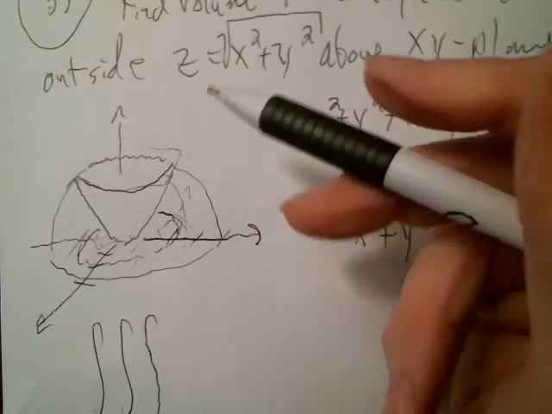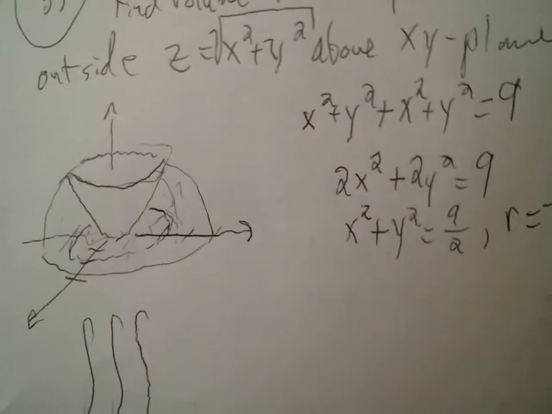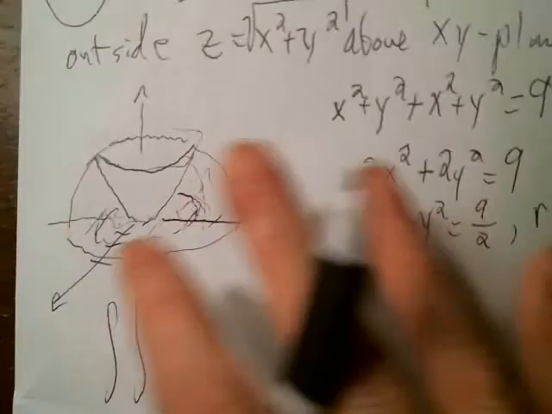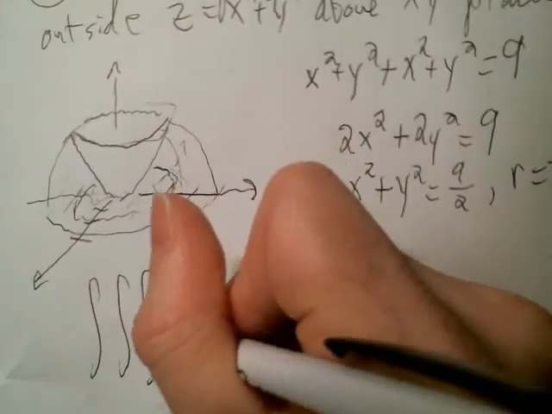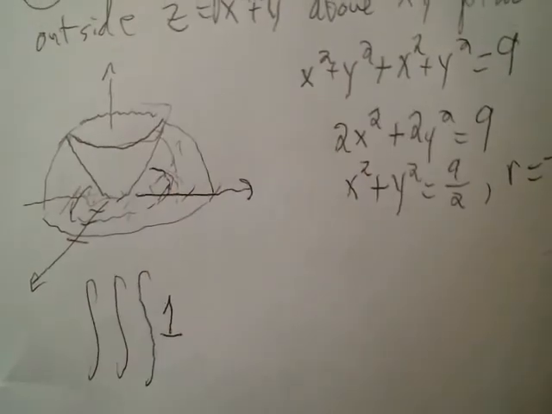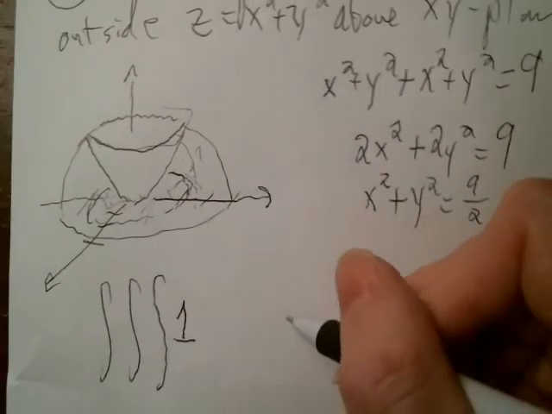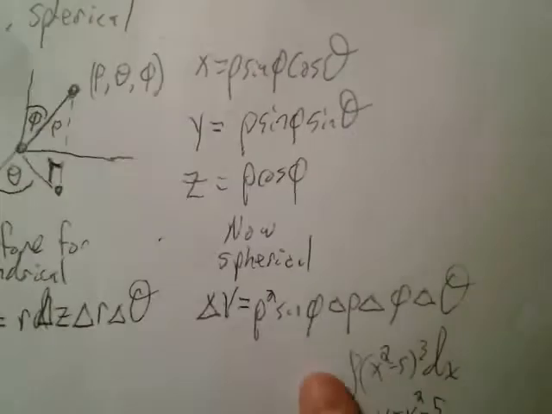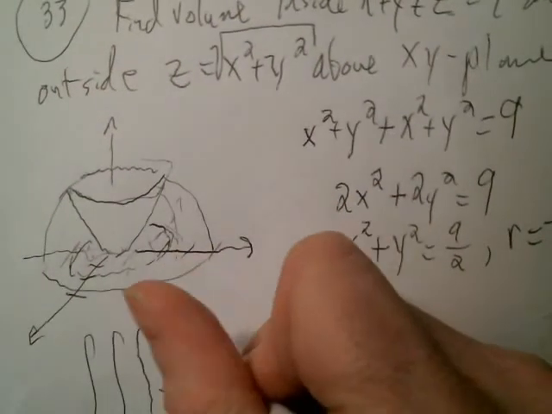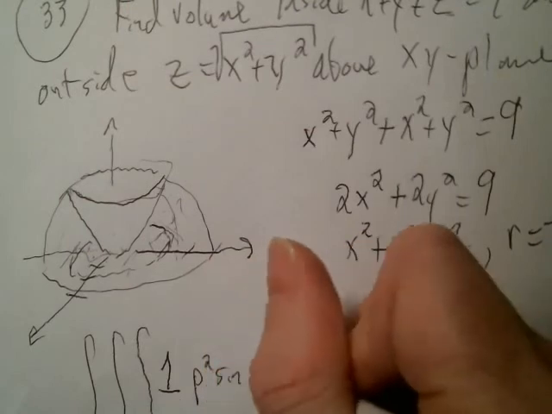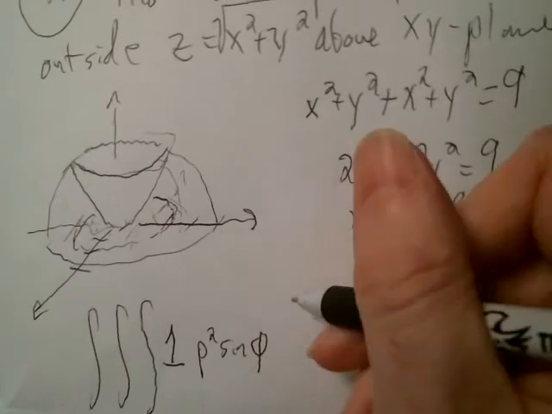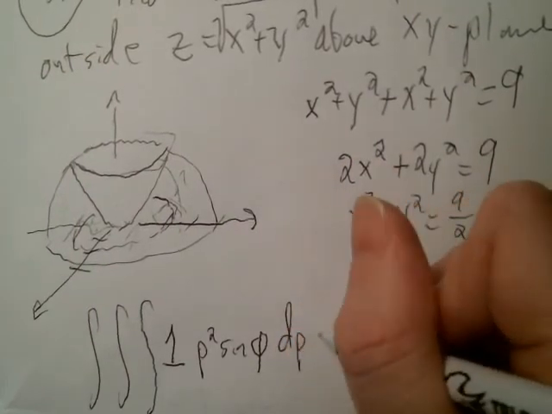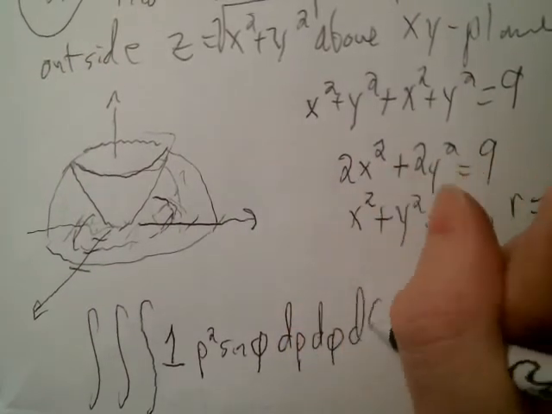Okay, so I'm going to set up my integral. All I need is volume, so I don't have this other fourth dimensional factor to worry about. I'm just integrating 1, basically. And then I have my dV, but I'm going to do a substitution, right? So I need rho squared sine phi and all that jazz, and we'll do the order d rho, d phi, d theta.